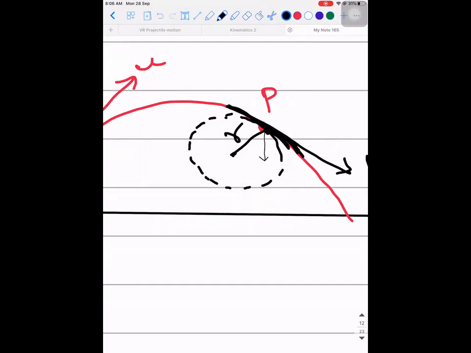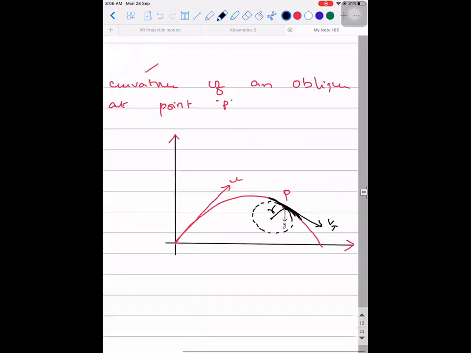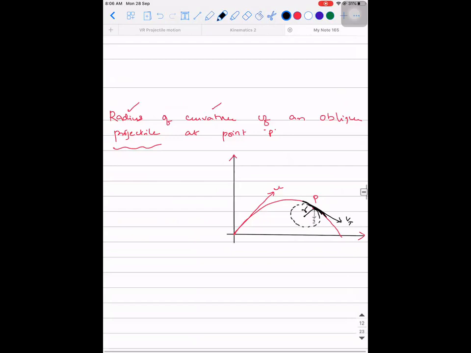I've asked a very simple question. What is the acceleration due to gravity in this? What is the acceleration in this direction? It is g. Okay. Now what I'm going to do is, whenever there is a concept of circle, the first thing that should come to your mind is centripetal force or centripetal acceleration.